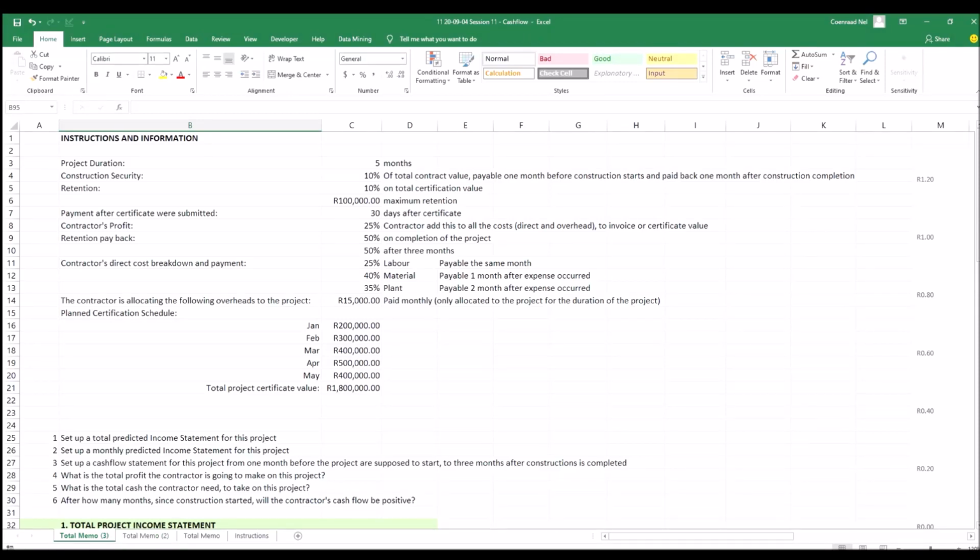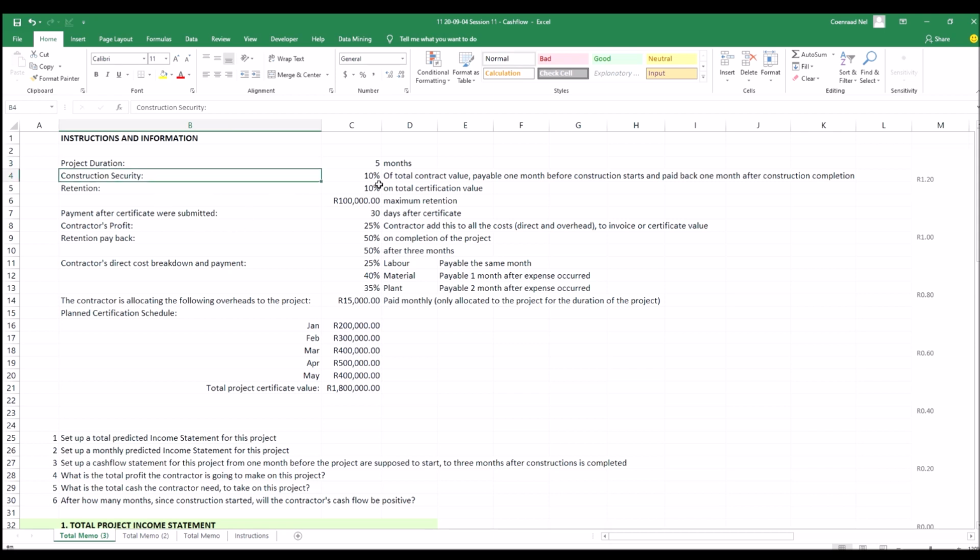Okay guys, so let's quickly run through this exercise, or this example, so that you can see what to do. The first step, we're going to have a look at what information is given for you. I'm going to quickly run through this. I'll read through the detail again as I go through the exercise. But we've got the project duration over there.